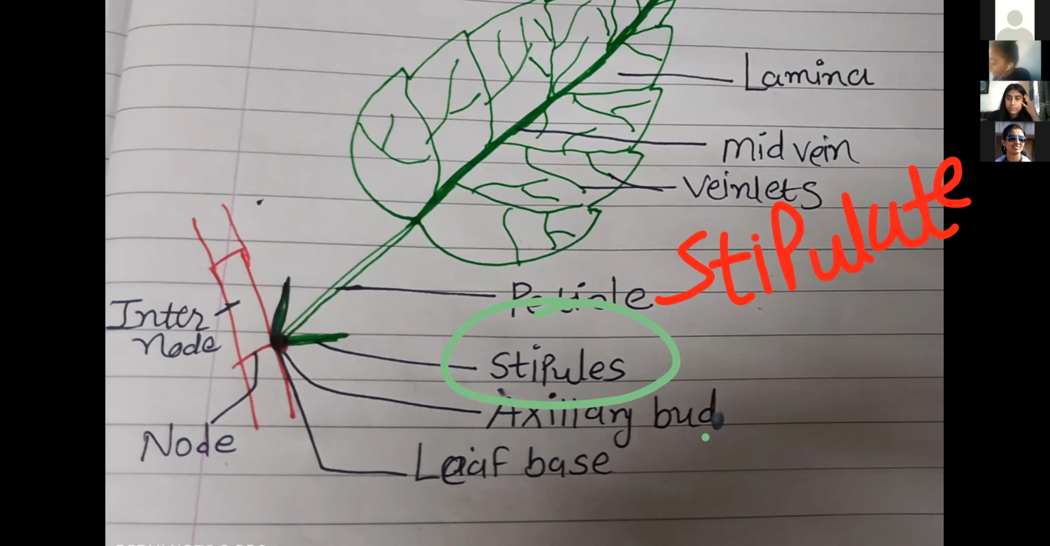See, each and every term, please understand carefully, because at the end, three families are given. I ask everything to you in that: given leaves, stipulate, in other one, exstipulate. So you should understand stipules are present, that's why the condition is given as stipulate, right? If stipules are absent, we call exstipulate. If stipules are present, we call stipulate.